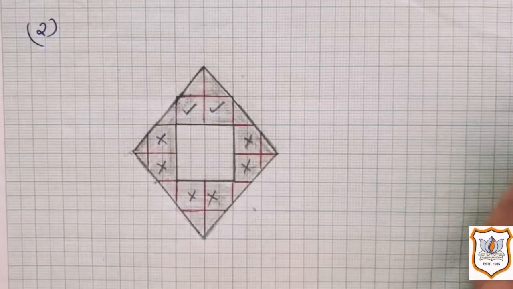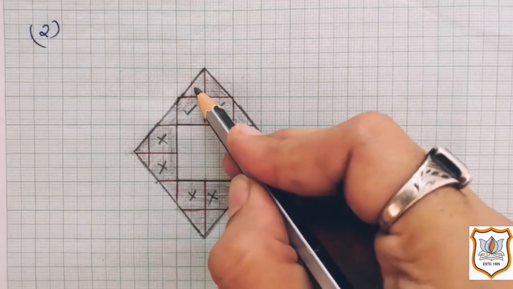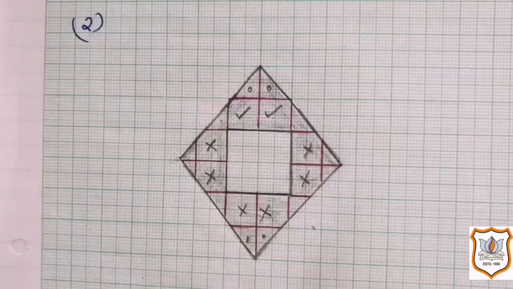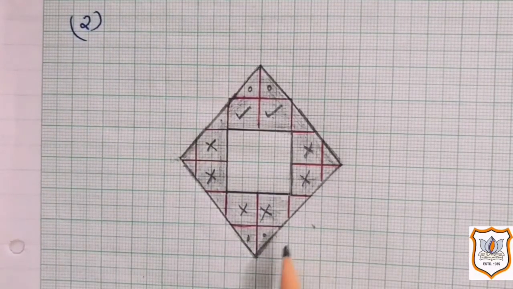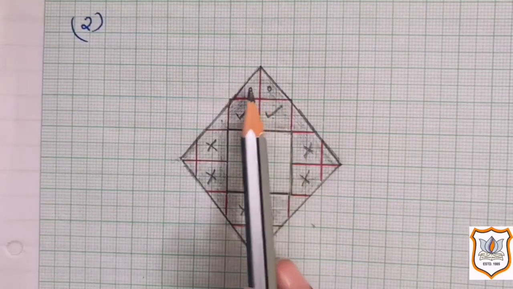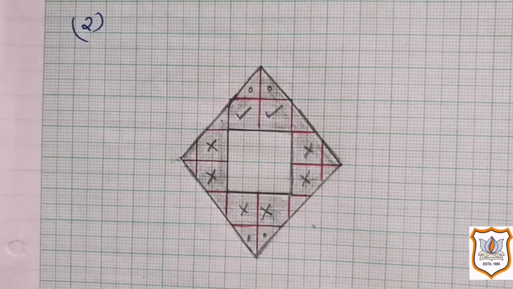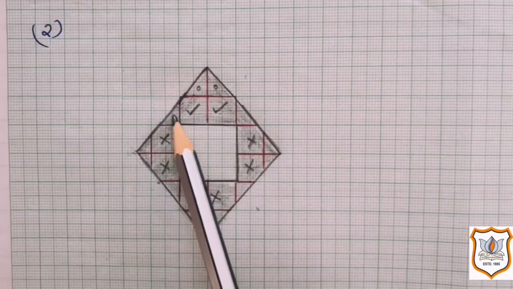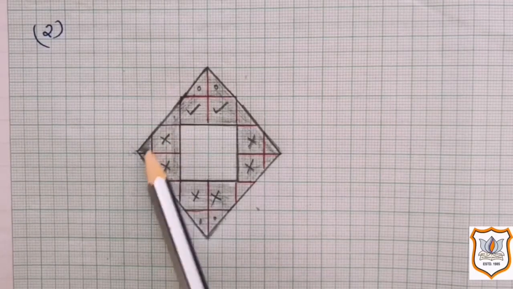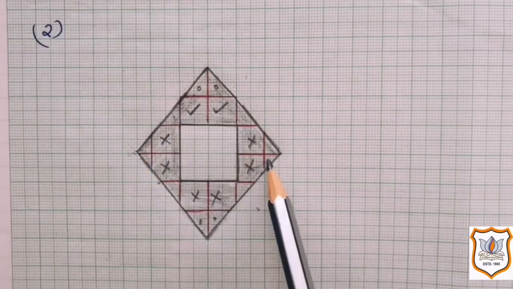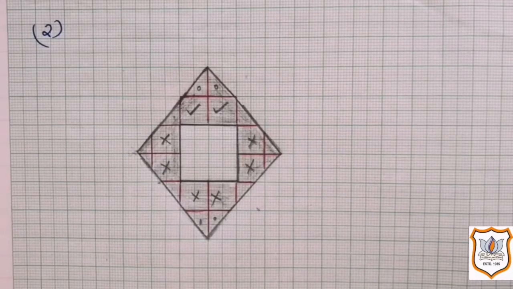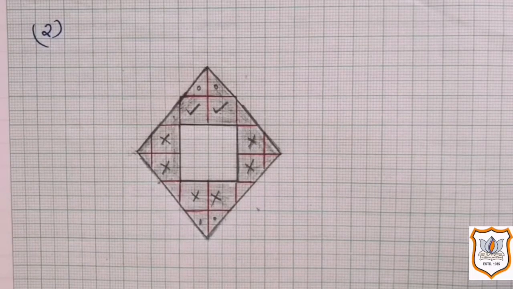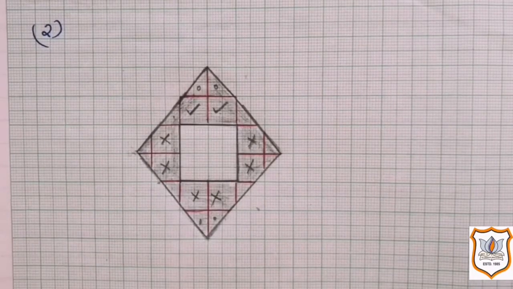Here we will put a dot on half squares. 1, 2, 3 and 4. So 4 half squares are there. And the remaining are less than half squares. So 1, 2, 3, 4, 5, 6, 7 and 8 are less than half squares. We have to ignore these less than half squares. Now we have to find out the area of the shaded part.